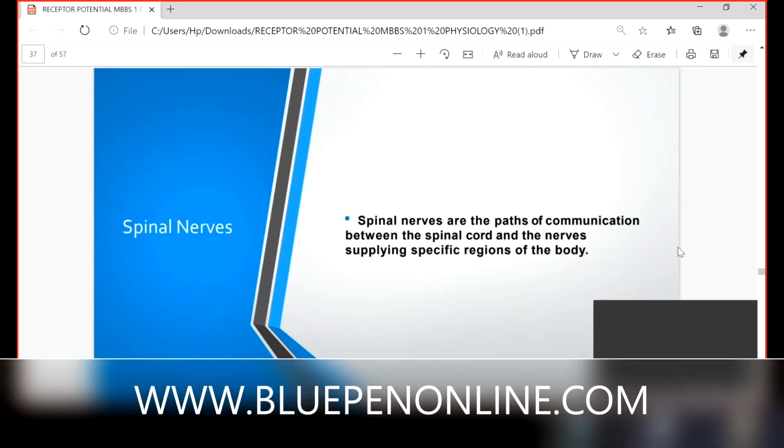Now the next one is the spinal nerves. The spinal nerves are the parts communicating between the spinal cord and the nerves that supply specific regions of the body. From every region of the body, information has to be taken and information has to be given, isn't it? So communication from the different parts to the spinal cord is through the spinal nerves.